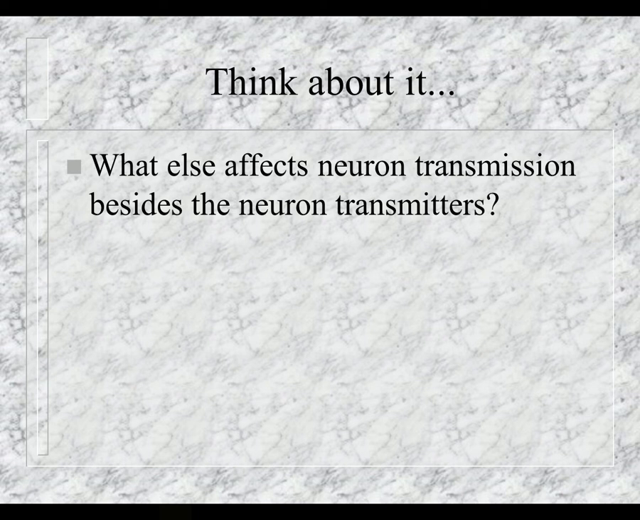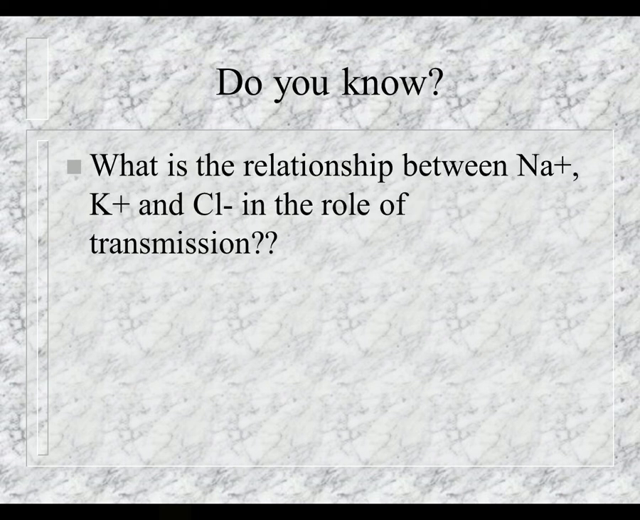Alkalosis excites the central nervous system. And some of your drugs, like caffeine and theophylline, can also affect neurotransmission. So there's lots of things that can affect that. What is the relationship between sodium, potassium, and chloride in the transmission? Well, sodium and chloride, we know, are outside the cell in the interstitial space. And we know potassium is inside in the intracellular space.